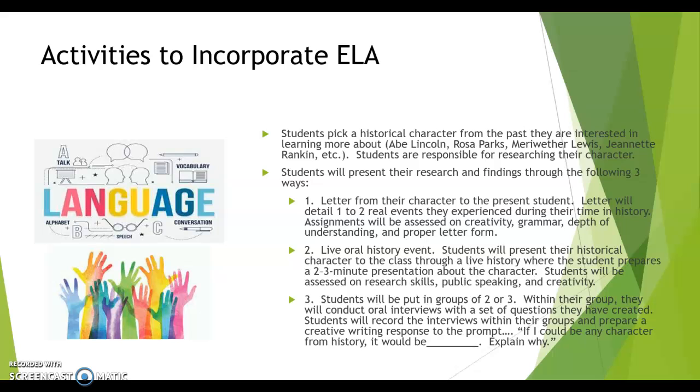You can read this and implement it in your own classroom one day, because English language arts is so important, because it does foster engagement, and it helps students really connect to what they need to learn about and why they need to learn it.